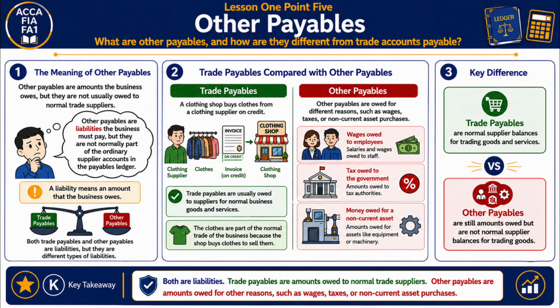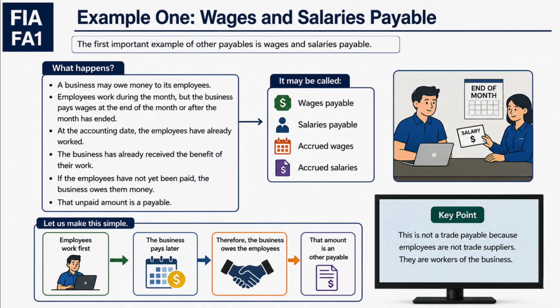Why other payables may not be in the payables ledger. The payables ledger is mainly used for supplier personal accounts. For example, supplier accounts such as Paperworld, Office Masters, ABC Packaging, Electricity Supplier. But other payables may not be recorded in the payables ledger. They may be recorded in separate general ledger accounts. For example, wages payable account, tax payable account, accruals account, non-current asset supplier account, other creditors account. This makes the accounting records clearer. It helps the business separate normal supplier debts from other types of amounts owed.